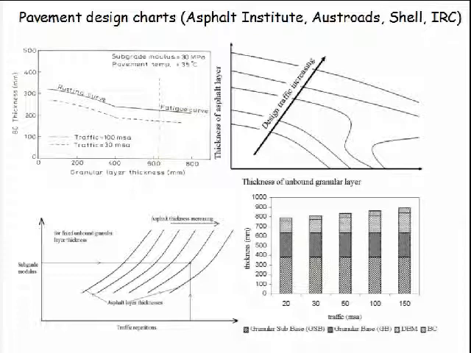But this is, for example, a Shell pavement design chart, 1978. This is how a typical Asphalt Institute pavement design chart would look like. This is Austroads, 2004. This is 1999. This is our Indian design chart, 2001. They look different, but conceptually, all of them are the same.